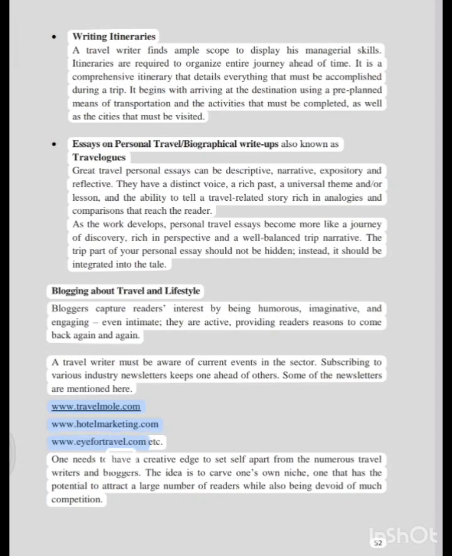One needs to have a creative edge to set oneself apart from the numerous travel writers and bloggers. The idea is to carve one's own niche, one that has the potential to attract a large number of readers while also being devoid of much competition.